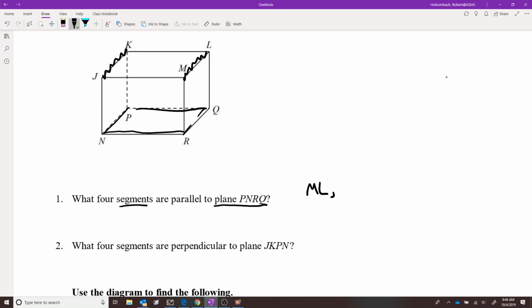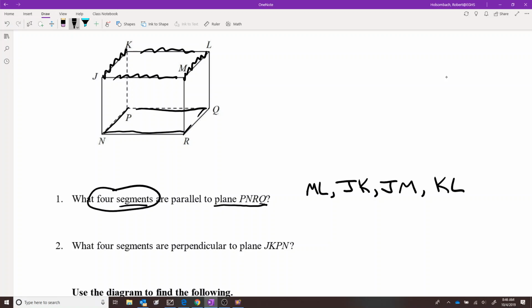J to K is parallel to it. This segment, J to M, is parallel to the bottom of that box. And K to L is also parallel to the bottom of the box. All right, so there's 4 segments that are parallel to the bottom plane of that box.